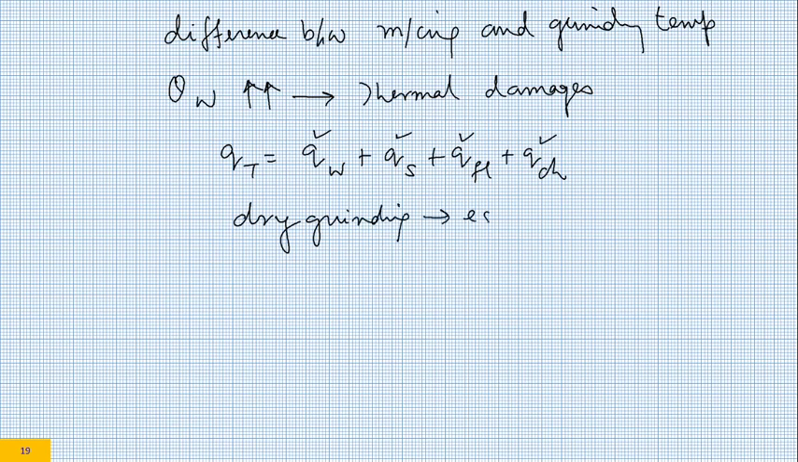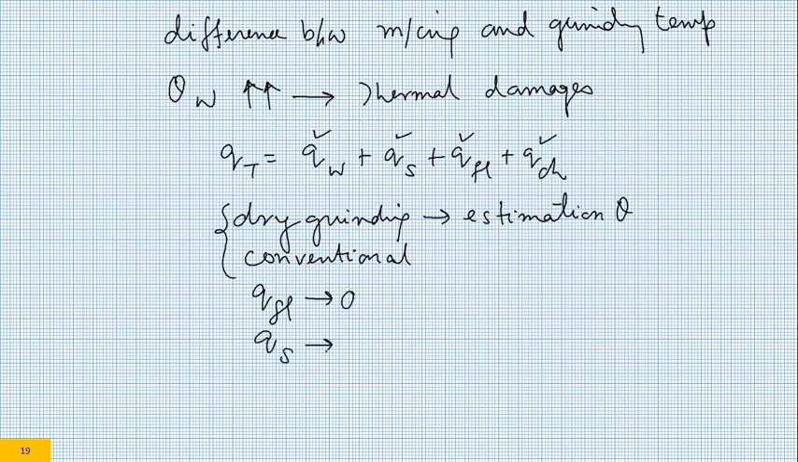What are we doing? We are doing estimation of temperature rise in dry grinding with conventional wheel. When we do that, because of dry grinding, QFL becomes 0. Because of conventional wheel, this becomes 0. Why does it become 0? Because thermal conductivity of wheel is very low in case of conventional wheel, and the time through which it goes through the cutting zone is also less, for which QS can be estimated to be 0.